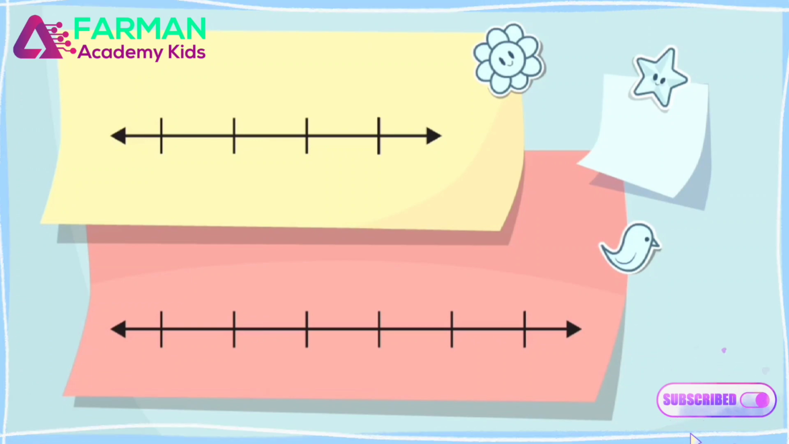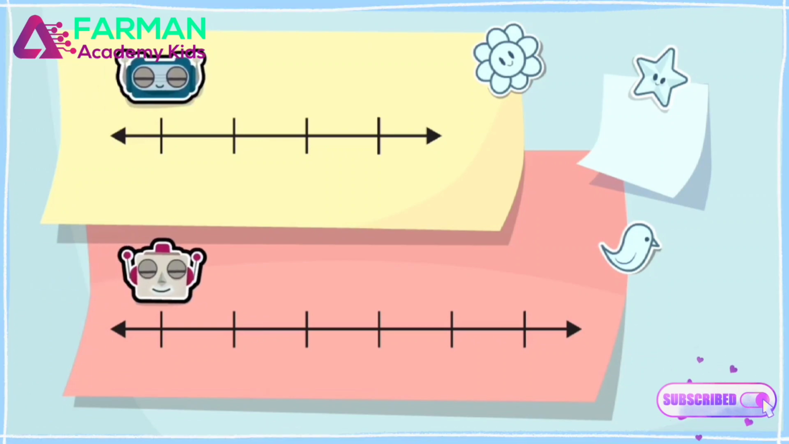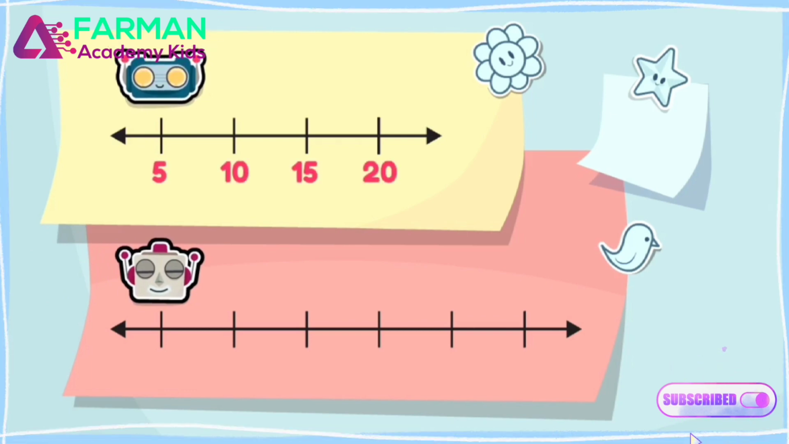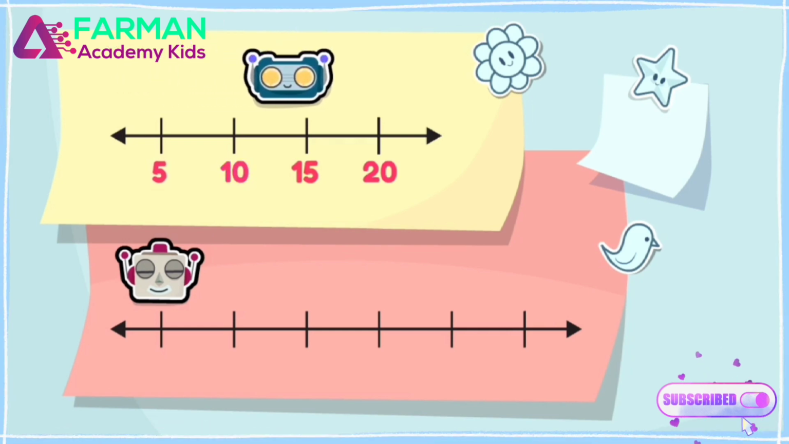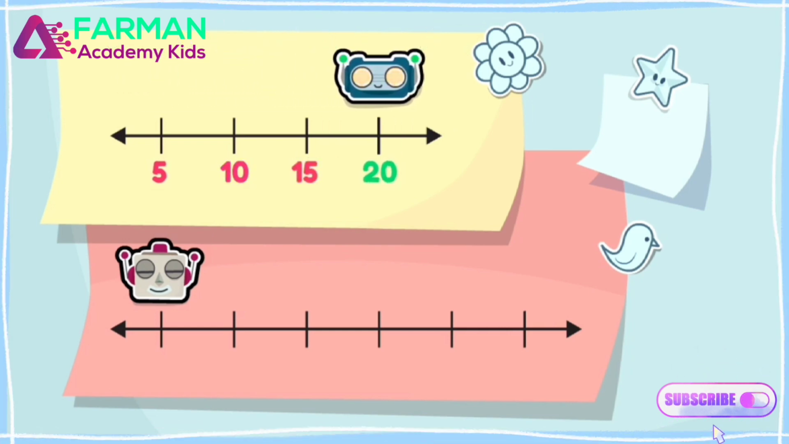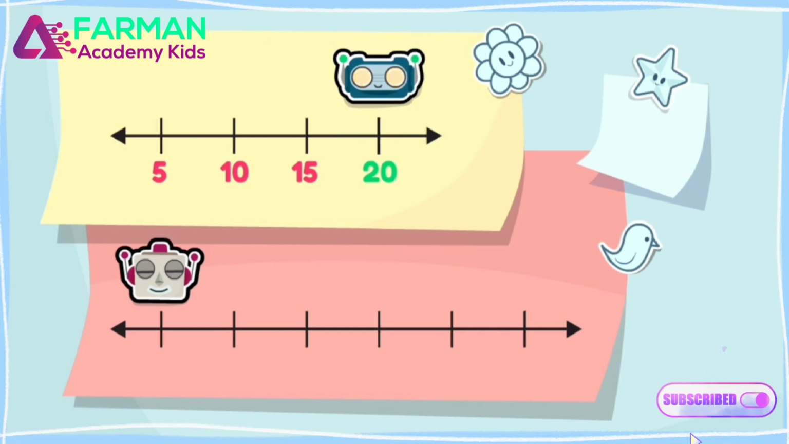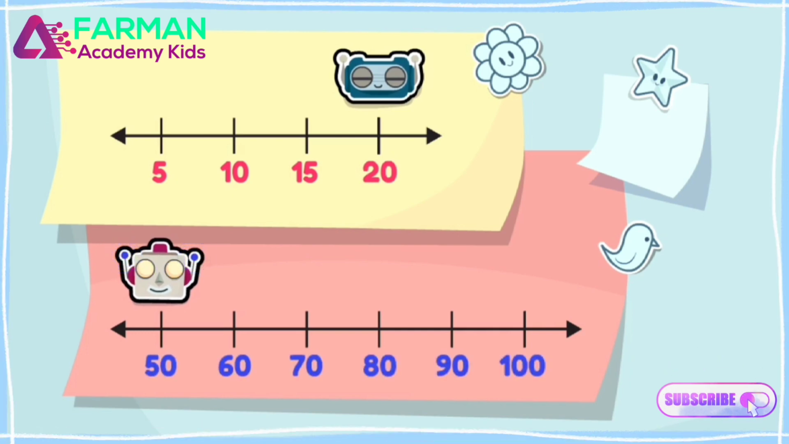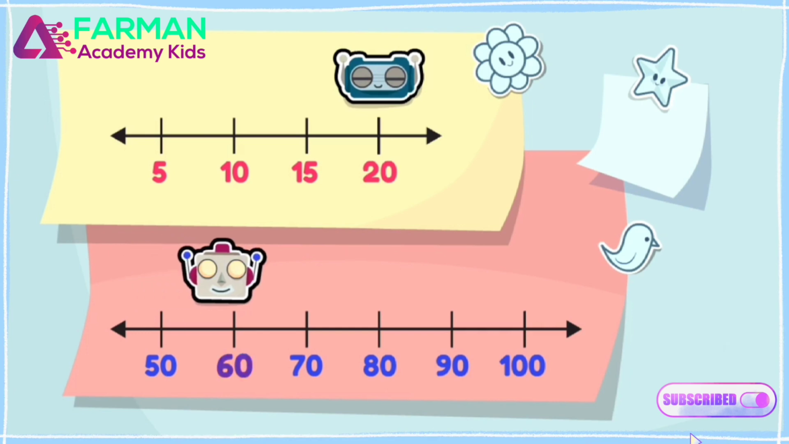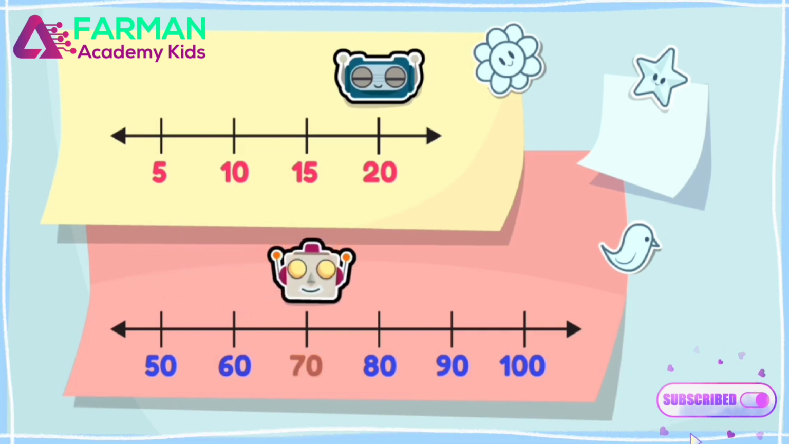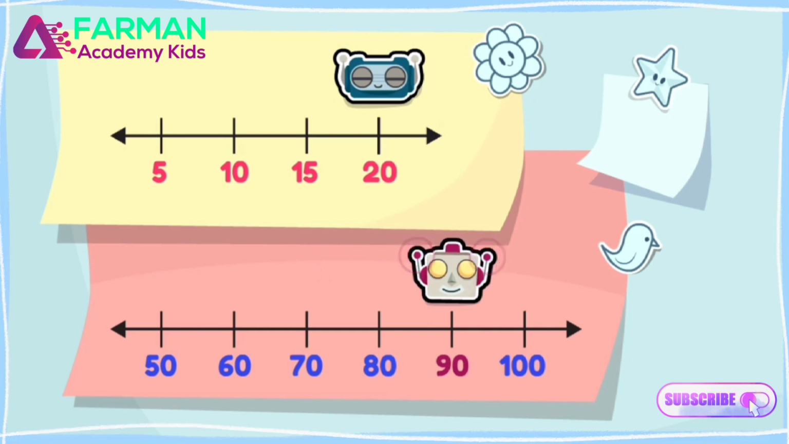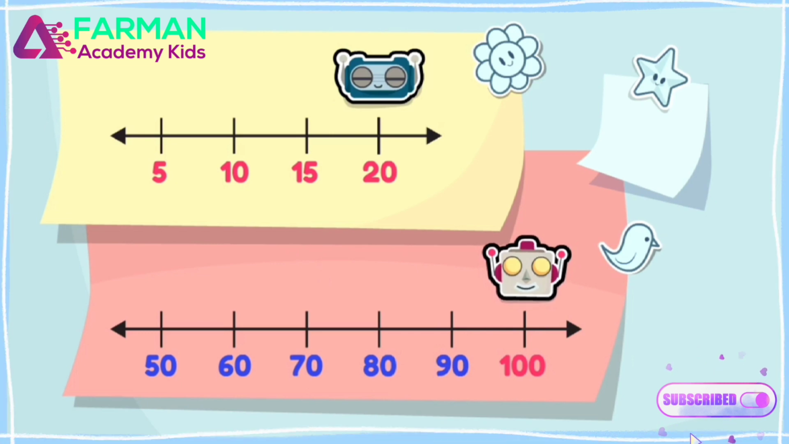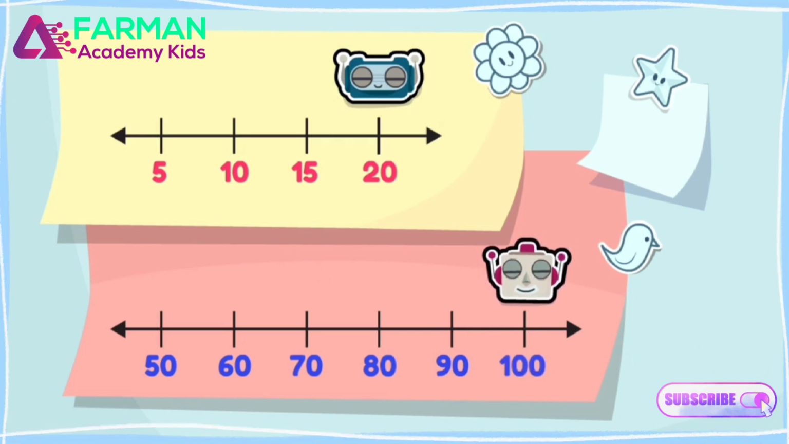Cody told me that you're getting better and better at counting. Let's try skip counting together. Let's start with 5s. 5, 10, 15, 20. Wow! We added 5 every time. Let's do it again with 10s. 50, 60, 70, 80, 90, 100! Woo! We added 10 every time. Keep it up!